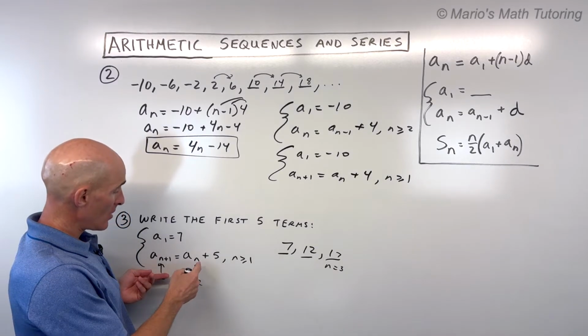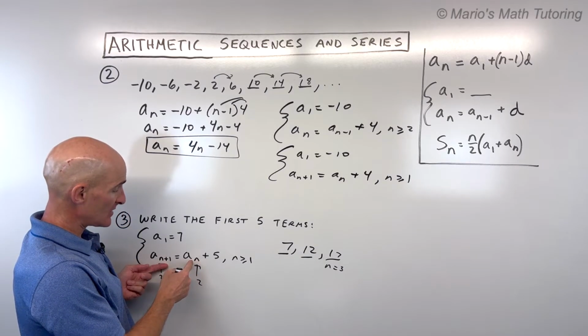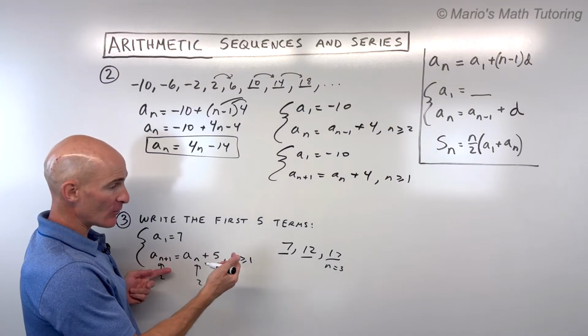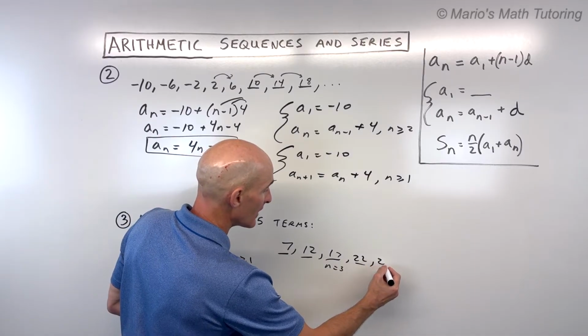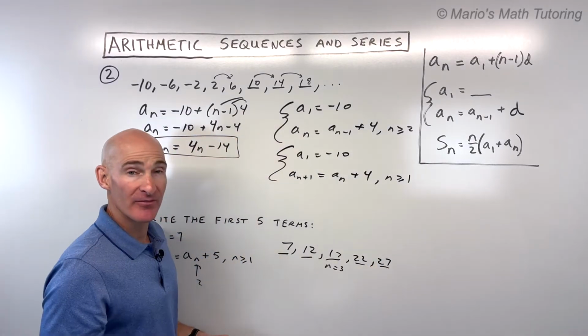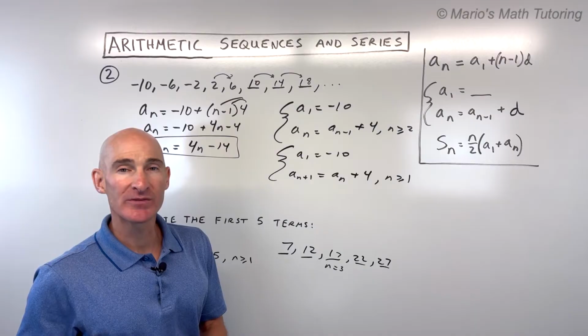You'll say, oh, all I'm doing is, to find the next term, I take the term I'm on and I'm adding 5. And once you're off and running, you just keep adding 5. So 22 and 27, etc. Let's take a look at some more examples.